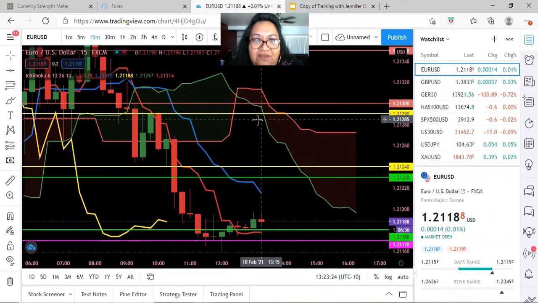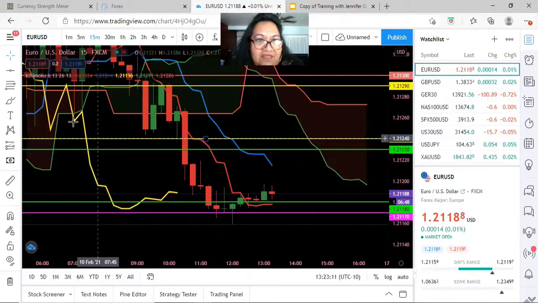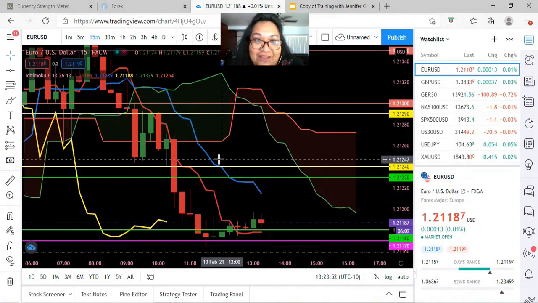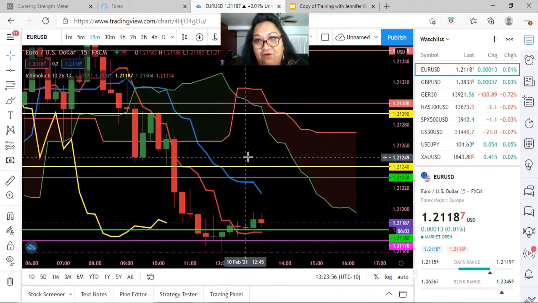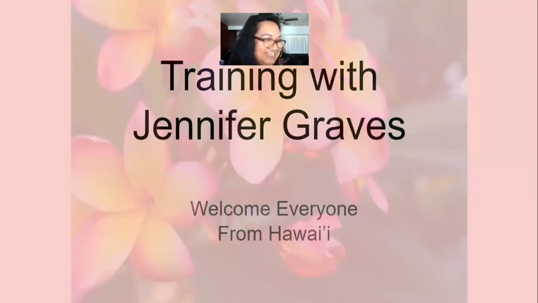This is a cloud. You see right here how the cloud is green on the top and red on the bottom. And when the cloud flips, red on the top and green on the bottom. But anyway, we're just going to talk about the clouds and the lines today. I will be having more videos about how to mark up the charts and how to find where the money is. All right, now we are at the charts.